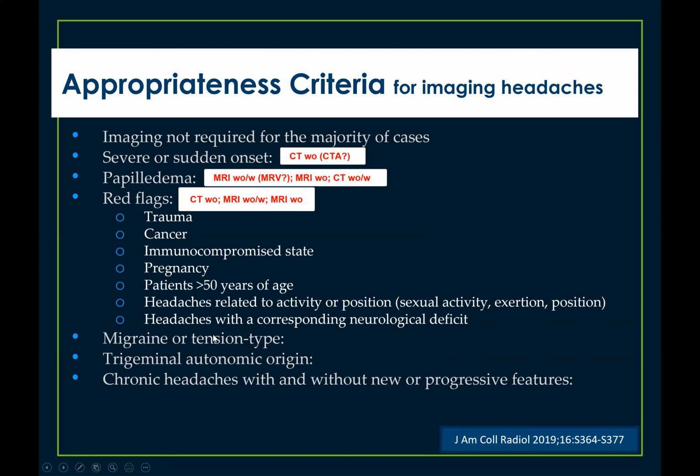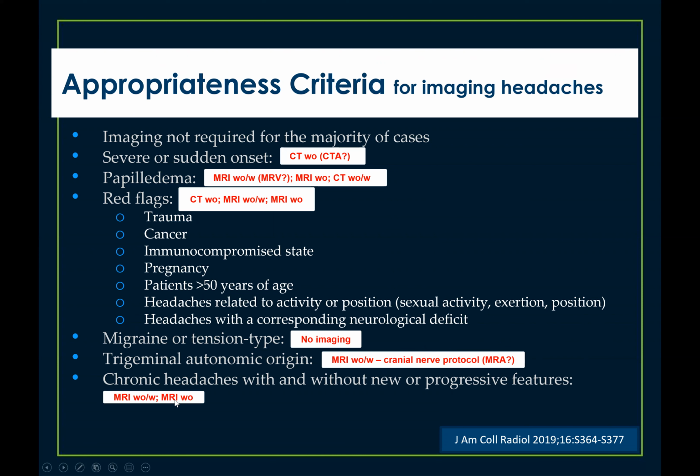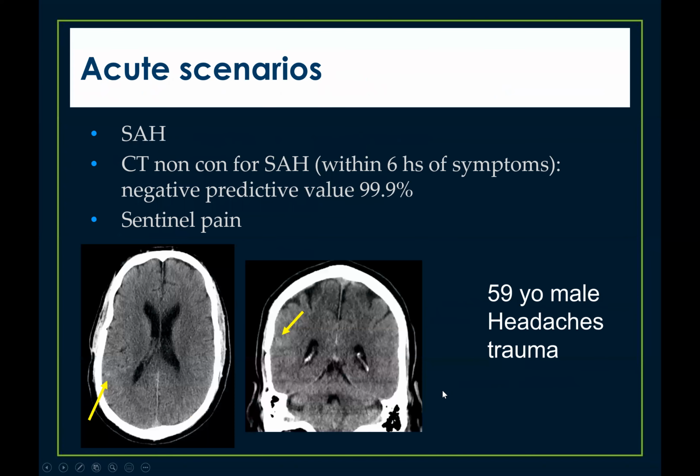For migraines or tension type headache, no imaging necessary. For trigeminal neuralgia, we're going to discuss this a little bit later. MRI without and with contrast, we do have a cranial nerve protocol that is very suitable. We can also consider MR angiogram. For chronic headaches, we saw that MRI without contrast and MRI without and with contrast is usually appropriate if we have new or progressive features.